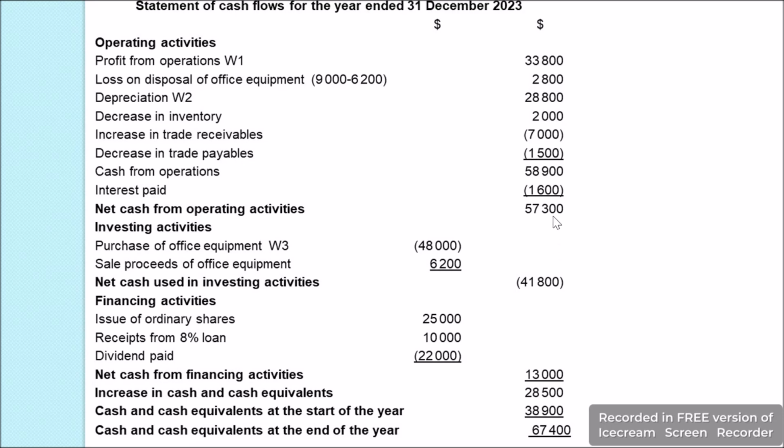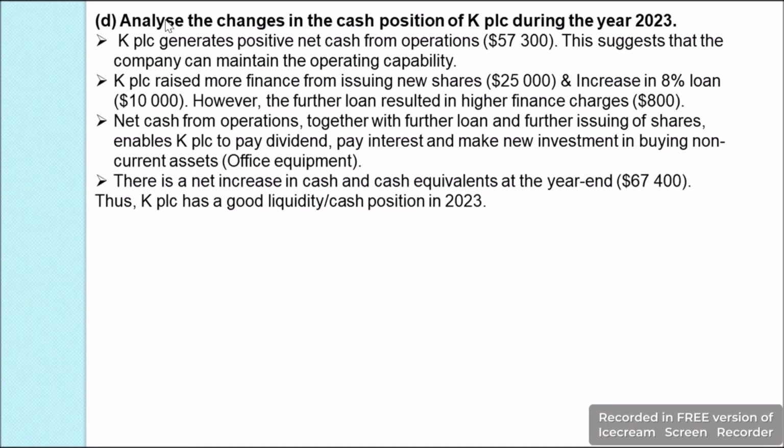So now we take this, that is $57,300 minus $41,800 plus $13,000. We will get the increase in the cash and cash equivalent as $28,500, and the cash and cash equivalent at the start of the year was $38,900. So when we total this up, we get the cash and cash equivalent at the end of the year as $67,400.